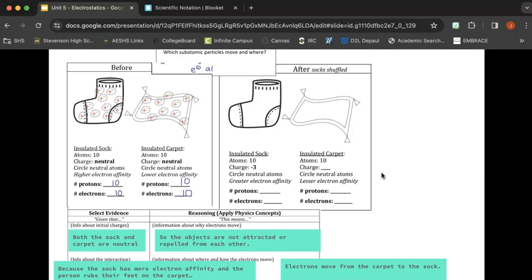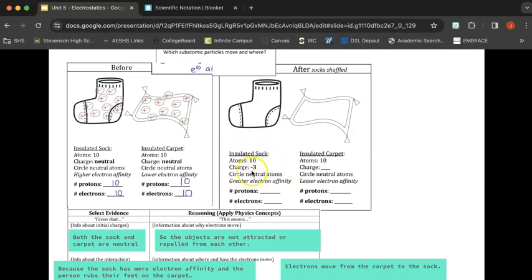So when an object like a sock has more electron affinity than the carpet, that means the sock likes electrons more. It'll take electrons. And so electrons are going to move from the carpet to the sock because there's this rubbing interaction, this friction. That's why this is called charging by friction. And because the sock has more electron affinity, they go from the carpet to the sock. So now we need to draw our models.